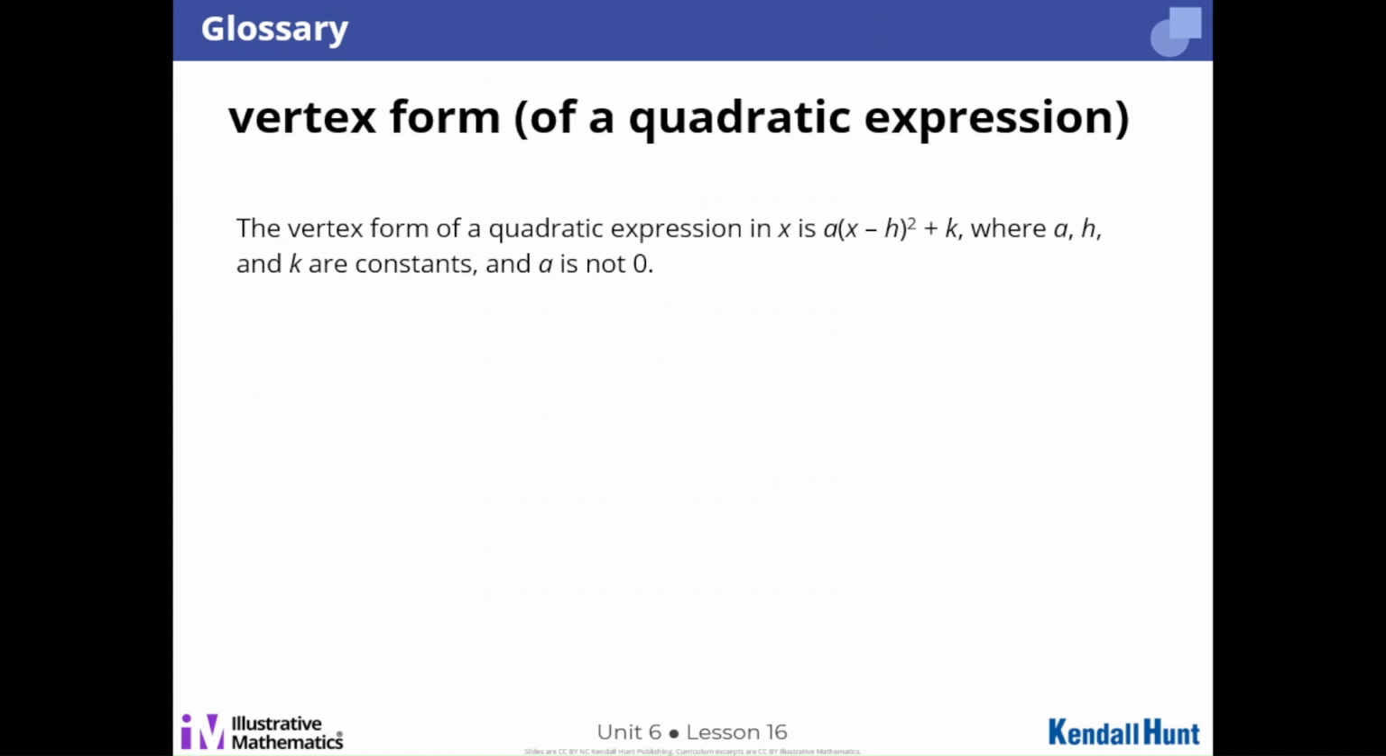Our glossary term for this lesson is vertex form of a quadratic expression. The vertex form of a quadratic expression in x is a times (x minus h) squared plus k, where a, h, and k are constants and a is not 0.